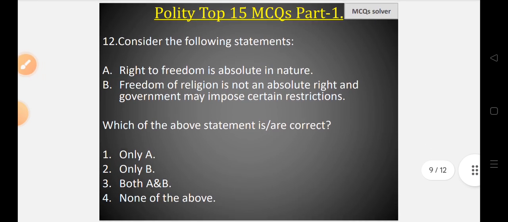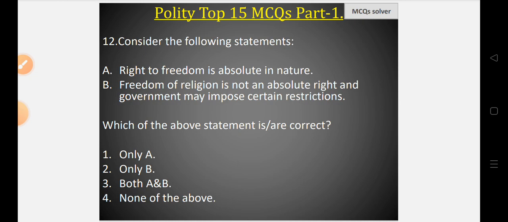Now let's move to question number 12. Consider the following statements. Statement A: right to freedom is absolute in nature. Statement B: freedom of religion is not an absolute right and government may impose certain restrictions. Which of the above statements is or are correct? Let's look into the options.